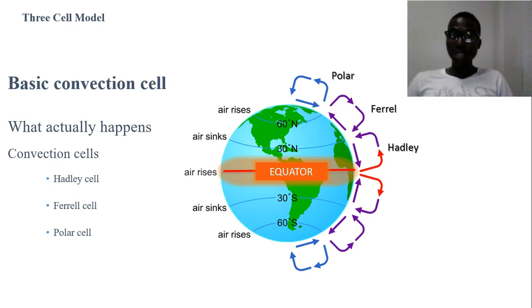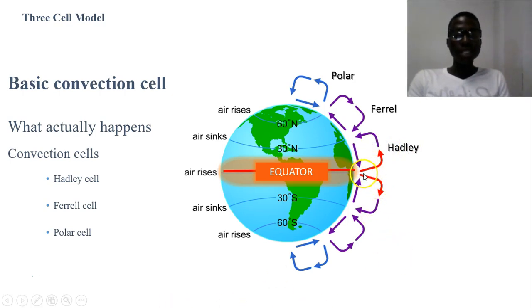What actually happens is that there are three convection cells. The first convection cell is known as the Hadley cell, which occurs between the equator and 30 degrees north and south of the equator. It forms because of the differences in insolation, as the equatorial regions receive more heat. Air near the equator is heated, as I've already mentioned before, and as it is heated, it expands and rises.